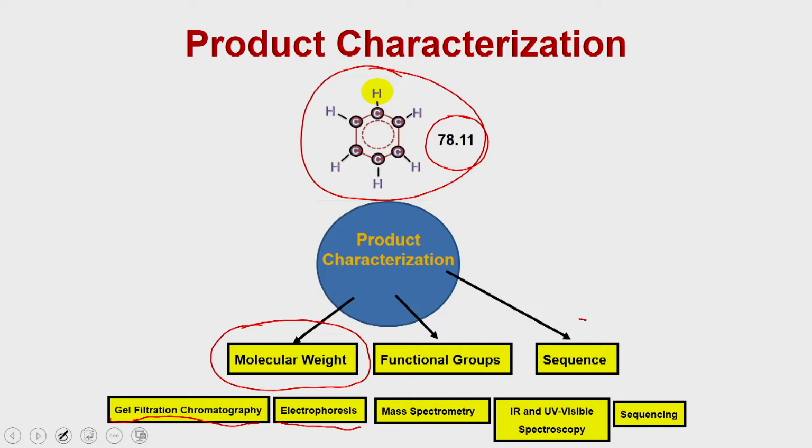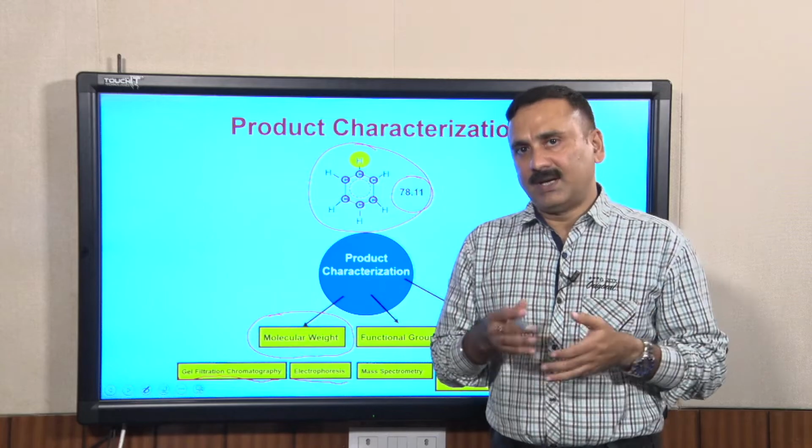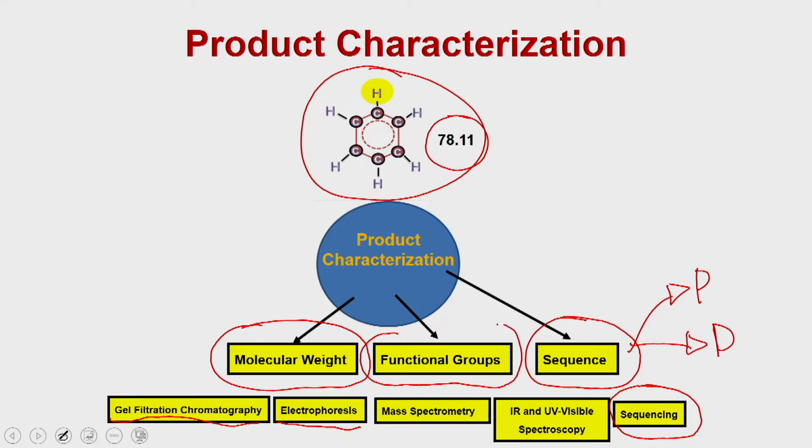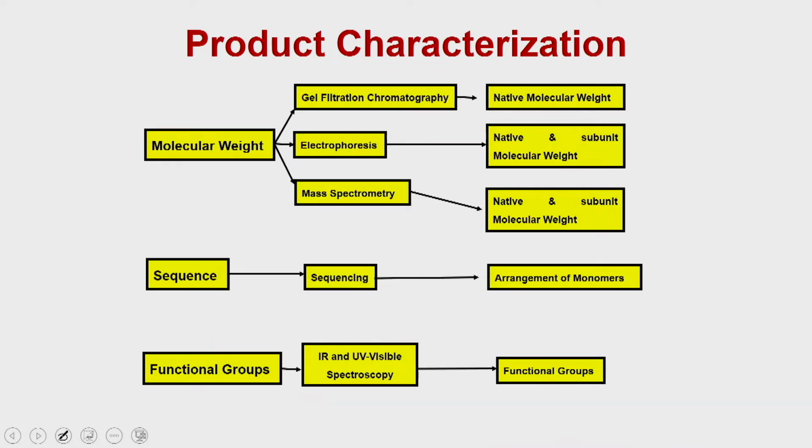Then we discussed the sequence of the subunits. This is more applicable for protein as well as for DNA, and in both cases you can do sequencing reactions to determine the arrangement of the subunits. In the case of protein it will be the amino acids, whereas in the case of DNA it will be the nucleotides. The third aspect, which is also very important for product characterization, is the characterization of the functional group, and that can be done with the help of IR and UV-visible spectroscopy.